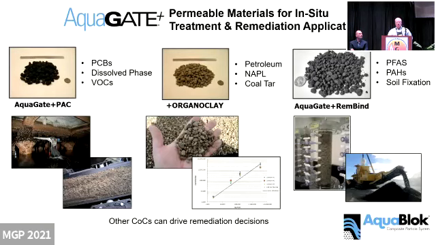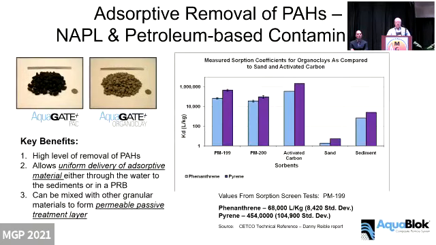Could be activated carbon, could be organoclay, could be a range of other types of materials. But I'm going to focus for purposes of this morning on organoclay, because that's one of the primary materials that's used for NAPL and for sheen producing sediments. There is a little data in here about AquaGate plus PAC as well, but typically we use activated carbon for dissolved phase PAHs as opposed to pure phase or NAPL.